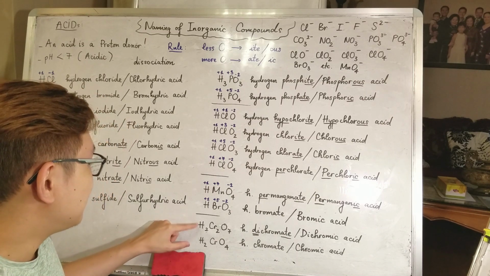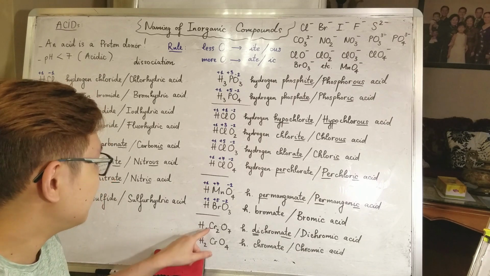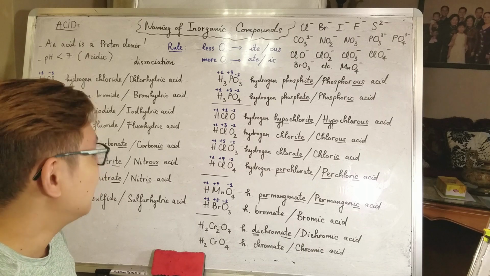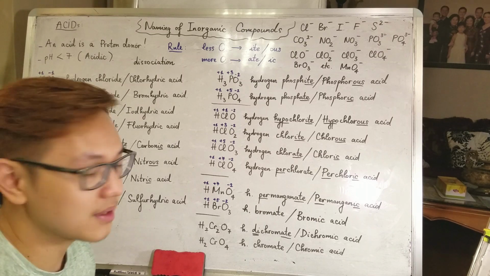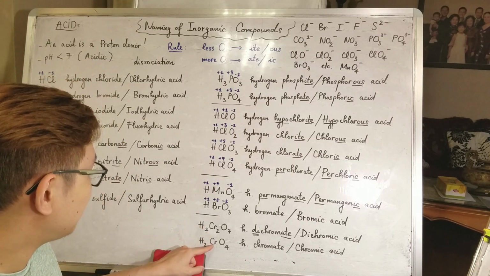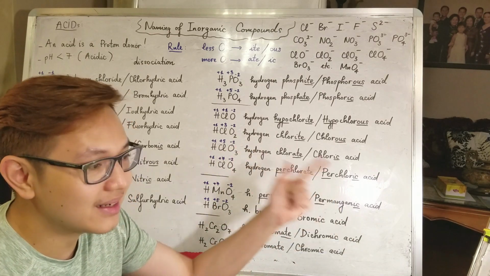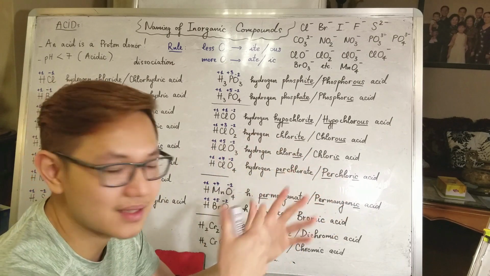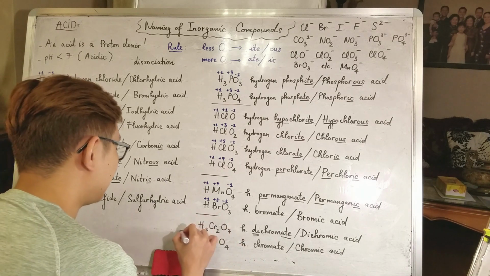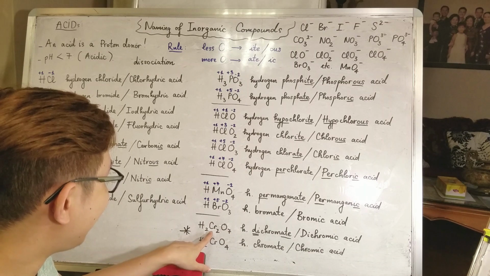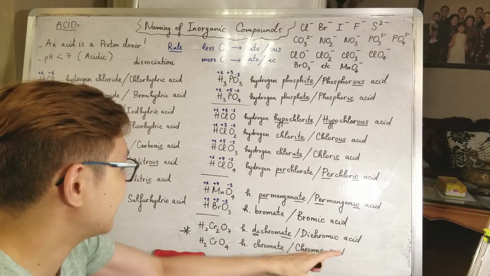Alright, and now you have the two special cases of chromium and oxygen. Chromium is a transition metal, and they have a very beautiful spectrum of color. We'll get to that in later episodes. So here you have one chromium, two chromium here, so you use dichromate. Remember? Mono, di, tri, tetra, penta, hexa, hepta, something like that. There are some exceptions here. Okay, so hydrogen dichromate and chromate. Dichromate becomes dichromic acid and chromate becomes chromic acid.